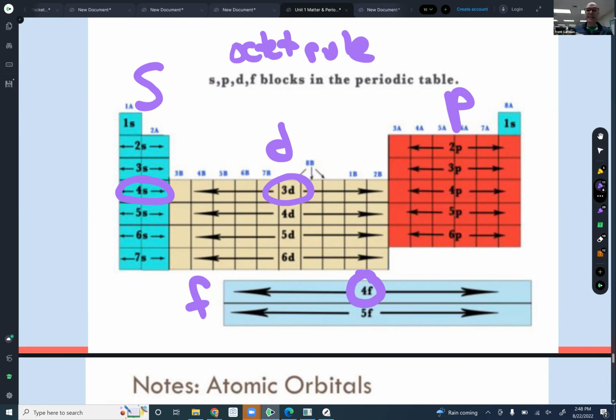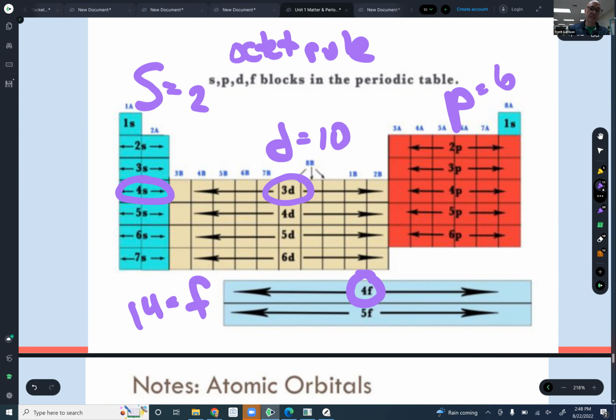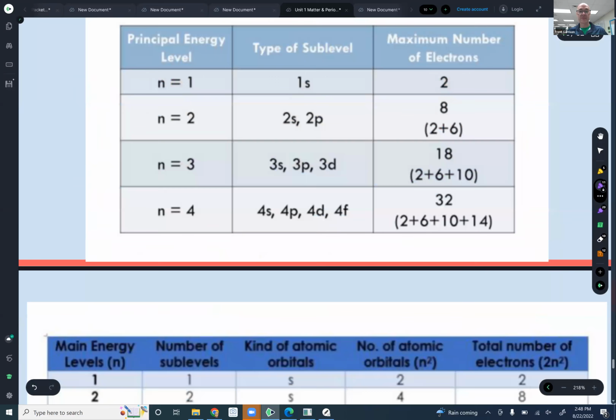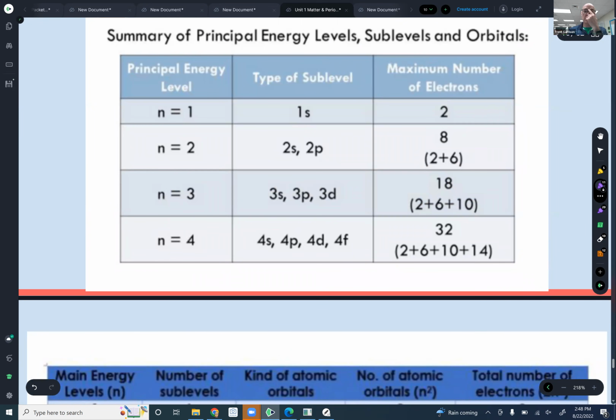The maximum electrons in the S's are 2, the maximum in the P's are 6, the maximum in the D's are 10, and the maximum in the F's are 14. If we talk about energy level maximums, we would have 2 for the first energy level, 8 for the second, 18 for the third, and 32 for all the other energy levels 4, 5, 6, and 7. And that is what is reflected here, the maximum number of electrons that can fit into those energy levels.